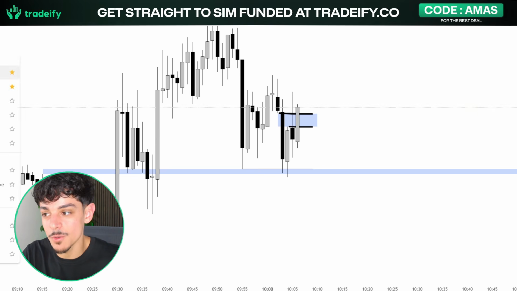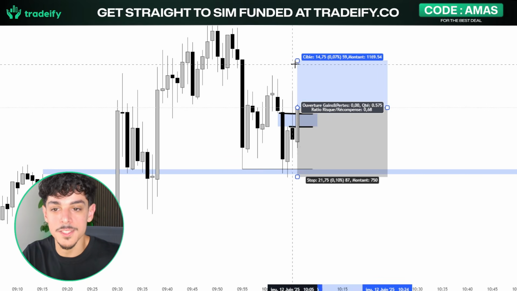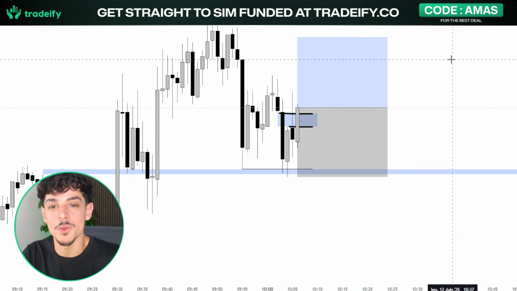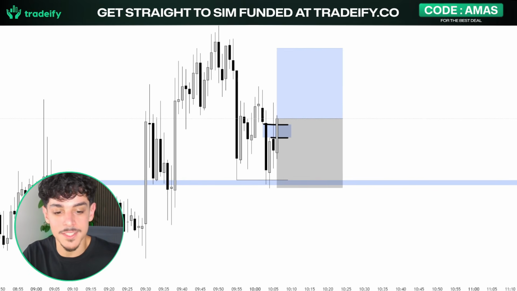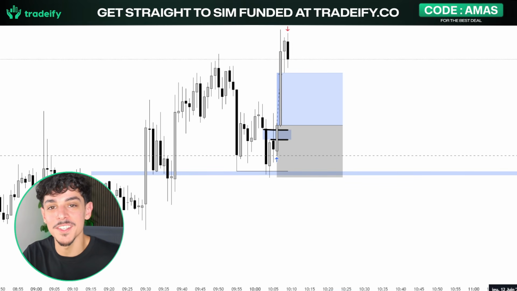And right here, this is where I disrespect this fair value gap. So I will go long, stop loss right below this low, and I will go for a 1-to-1 risk to reward play to the upside. Let's see what it does here. And in 1 minute, literally 1 minute, you hit your target.